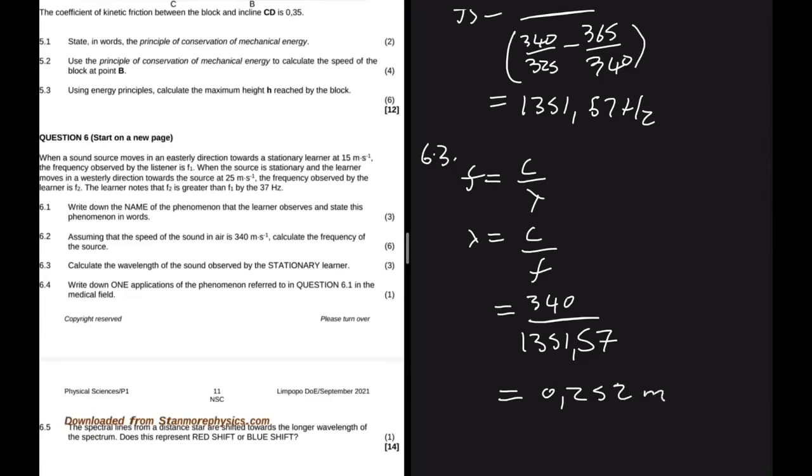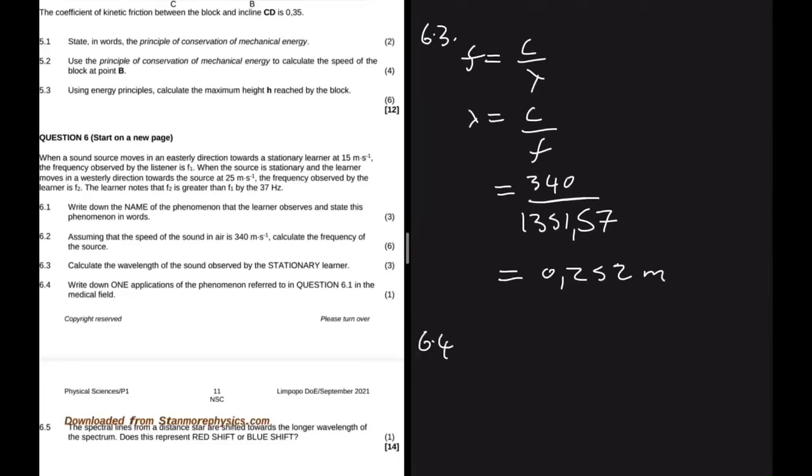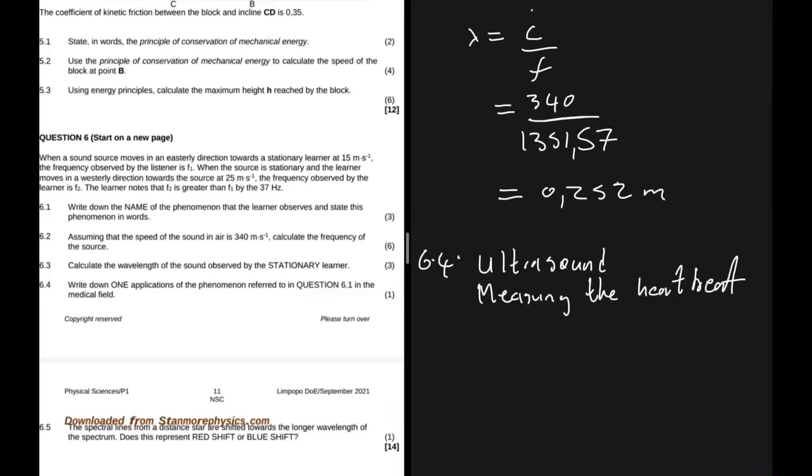And then 6.4 says write down one application of the phenomenon referred to in question 6.1 in the medical field. So that's the Doppler effect, and one of the applications is ultrasound, and another application is measuring the heartbeat. So you can write measuring the heartbeat. But this is stuff you can just Google and find.